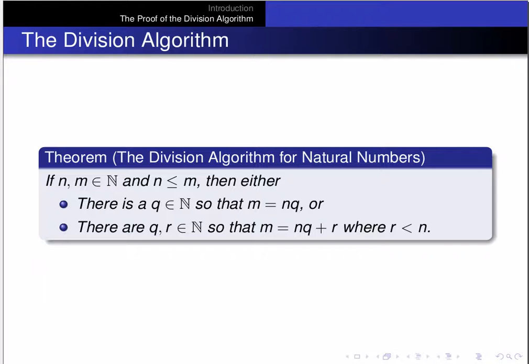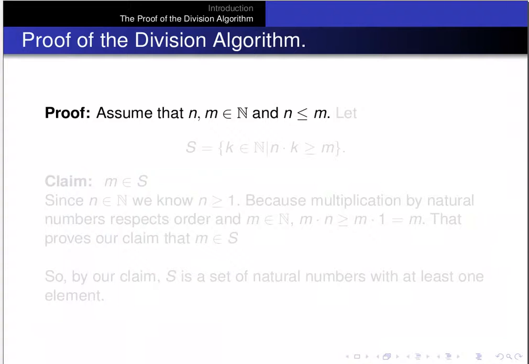And so one way of proving an if-then statement is directly by assuming the hypothesis. So the hypothesis here would be that n and m are natural numbers and n is less than or equal to m. So let's begin our proof by making that assumption. So we'll assume n and m are natural numbers, and we'll assume that n is less than or equal to m.